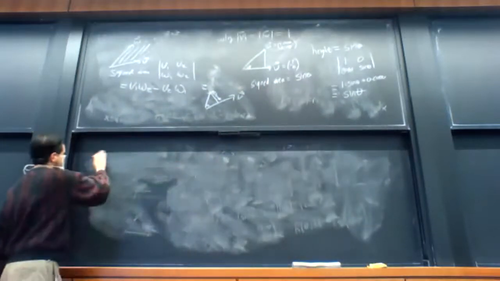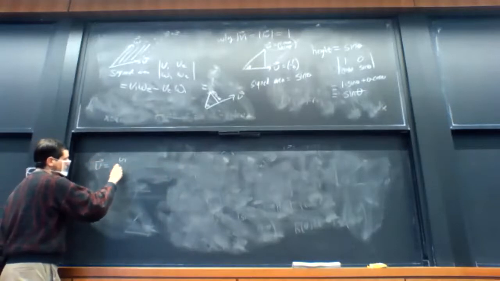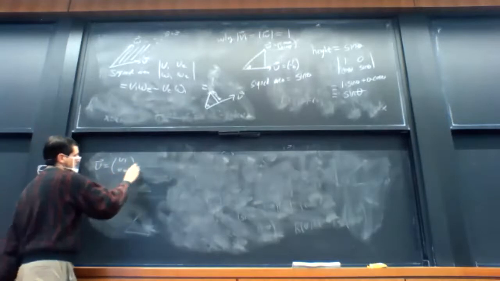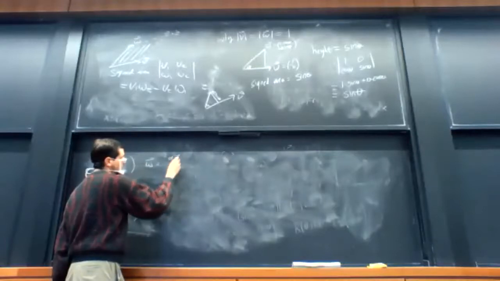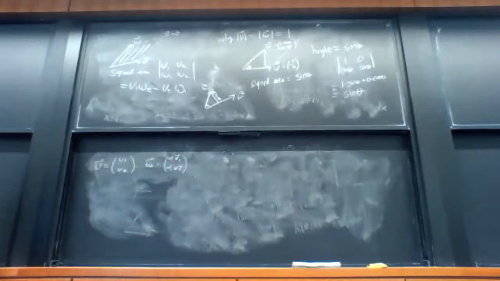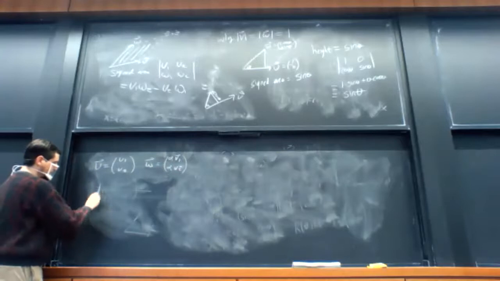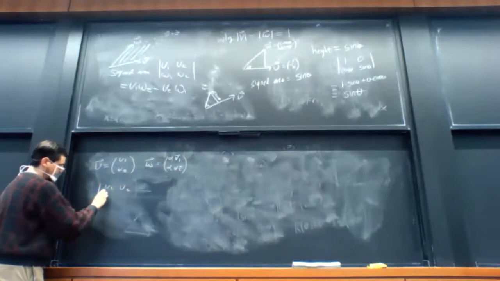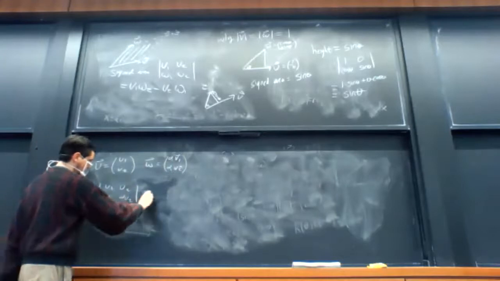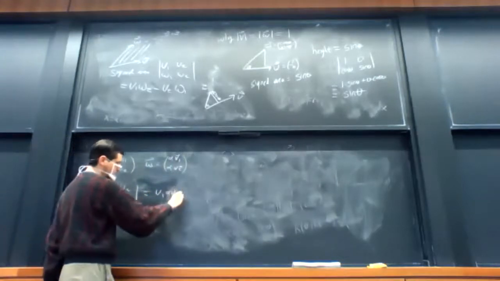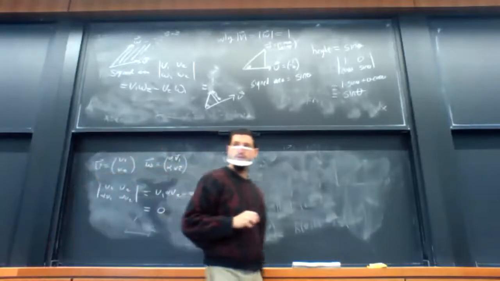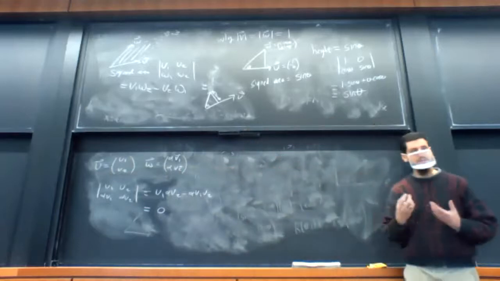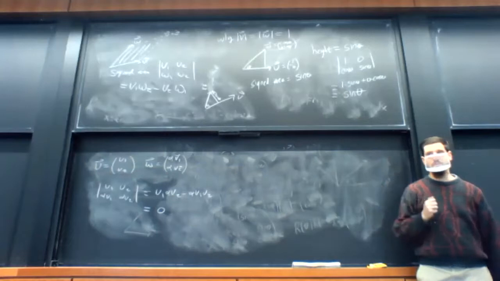So let's say we have V equals V1, V2. And let's say W equals alpha V1, alpha V2. So it's in the same direction, it's just been rescaled. Now if I look at V1, V2, alpha V1, alpha V2, I will get V1 alpha V2 minus alpha V1 V2, which is 0. So the claim that this formula gives us the area is at least a reasonable claim.